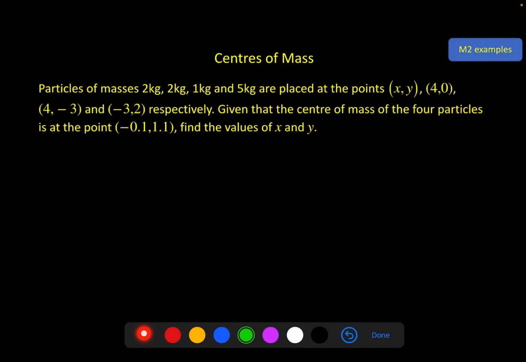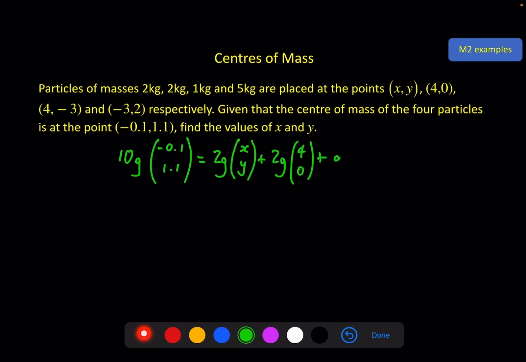On the left we've got the total weight, 2 plus 2 plus 1 plus 5 is 10g, times the center of mass, which in this case we know, minus 0.1 and 1.1. Has to equal the combined moments of the individual masses. So we've got 2g times the thing that we don't know, x y, plus another 2g times 4 0, plus g times 4 minus 3, plus 5g times minus 3 2. And then we just rearrange as necessary to find x and y.